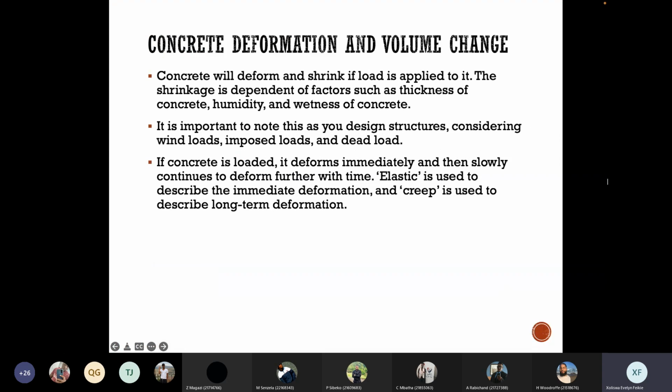Right. So the other thing that we're going to move to is concrete deformation and volume change. Concrete deformation and volume change is something that happens. And how do we know this? We know this because of the hydration process, and I will always go back to that. What is the hydration process? The hydration process is the process whereby concrete hardens, right? It will move from the green state to a hardened state.